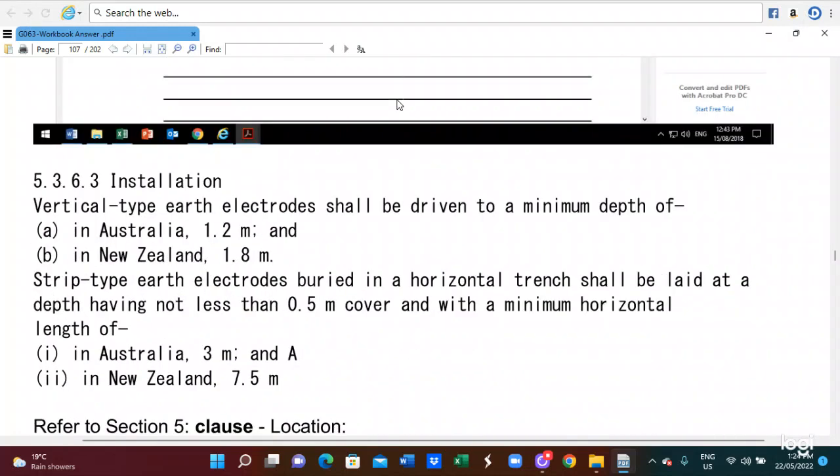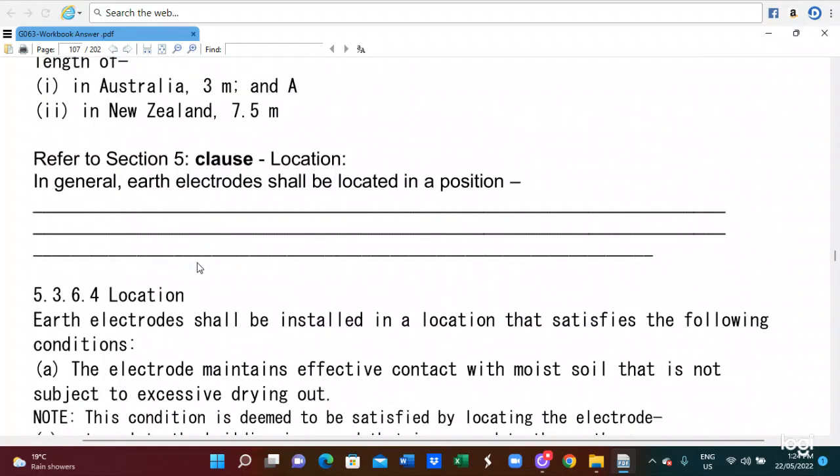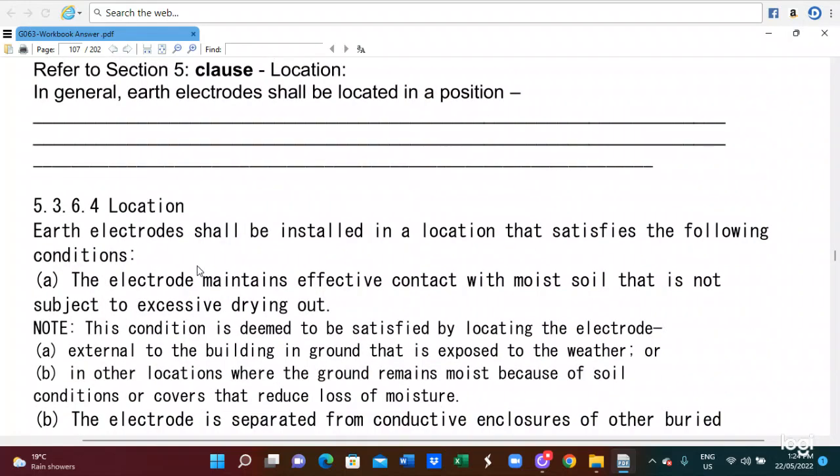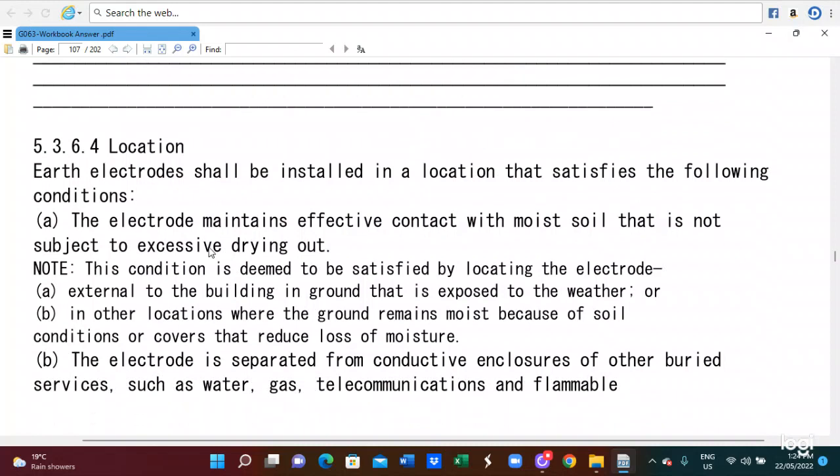5x3x6x3 is installation. So this is for the installation of the electrode. You can see in the Australian New Zealand standard, the electrode site, location. The earth electrode shall be installed in the location. Let's start with the following connection. The earth electrode maintains the effect. So those earth electrode locations, you can read in there.